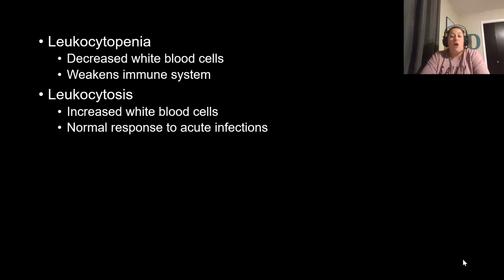We also have what we call leukocytopenia. Leukocytes are the white blood cells. This is a decrease in the white blood cell number, and this is normally due to a weakened immune system. Remember, this could be an immunodeficiency. It could be due to medications you're taking, like anti-rejection drugs, which could cause a leukocytopenia. Leukocytosis, on the other hand, is an increased number of white blood cells. This is a normal response to a type of infection. We should see leukocytosis if your body is fighting an infection.